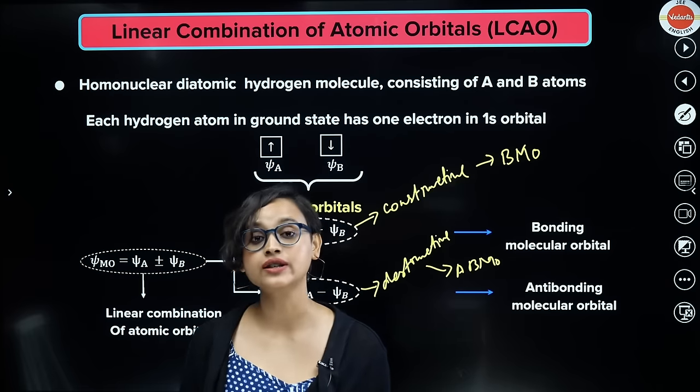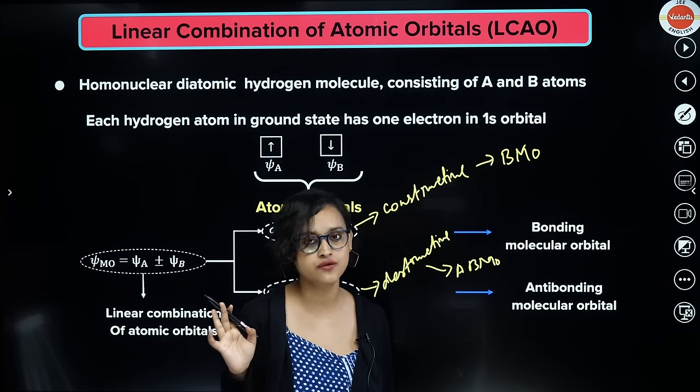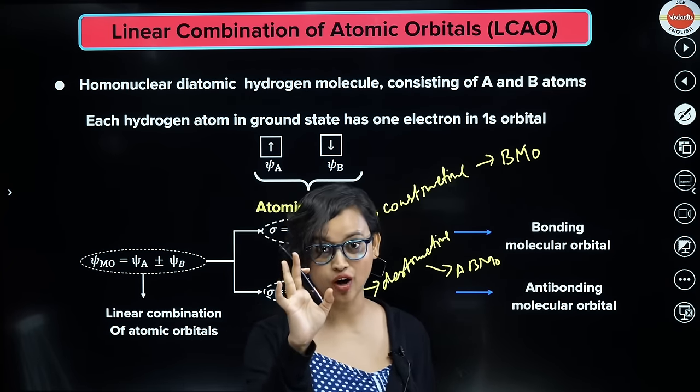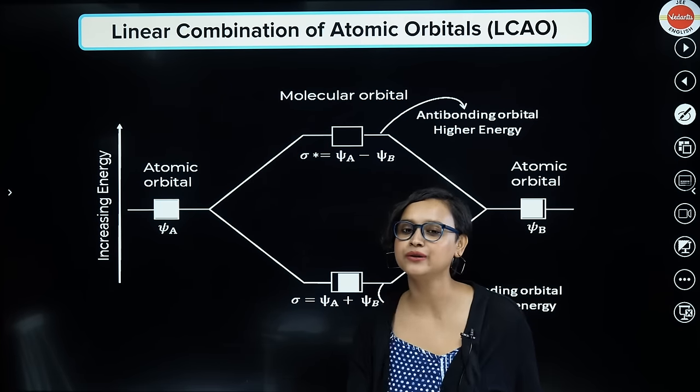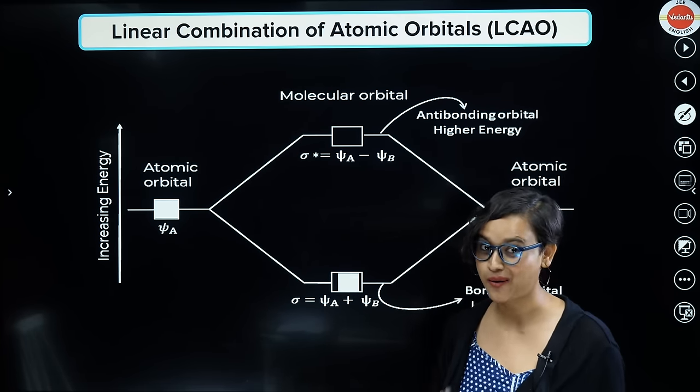All right. What are we studying? We are still studying linear combination of atomic orbitals. So this is what molecular orbital theory is telling us, and this is one of the best. Now, how are you going to draw your atoms? Check it out. How are you going to draw this?